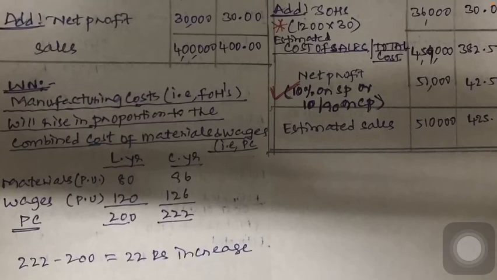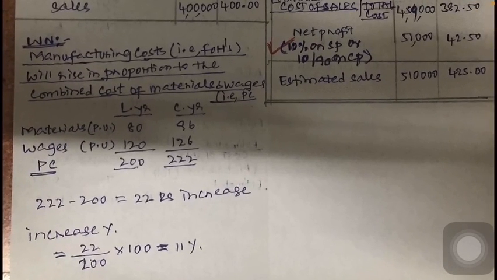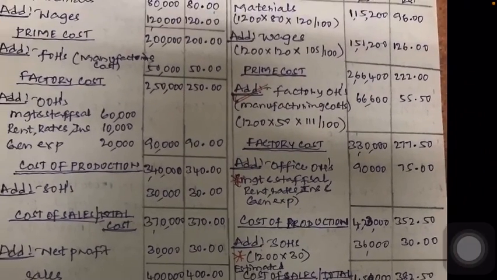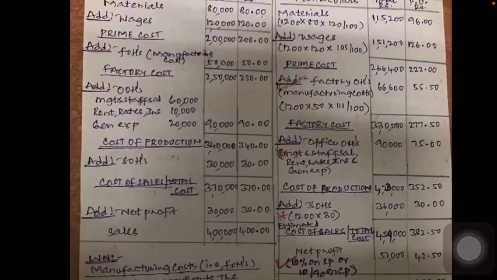So the combined cost of materials and wages, which is nothing but prime cost, last year 200, this year 222. So the increase is 222 minus 200, 22 rupees. Increase percentage is 11%. So the factory overheads are to be increased by 11%. 1200 into 50 into 111 by 100 is 66,600 total, 55 rupees 50 paisa per unit. You get factory cost.